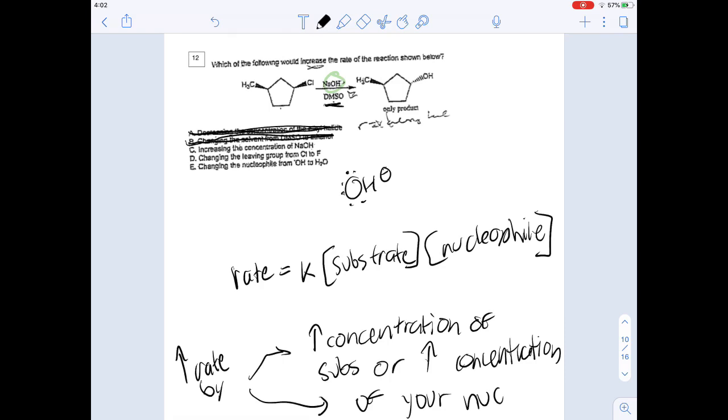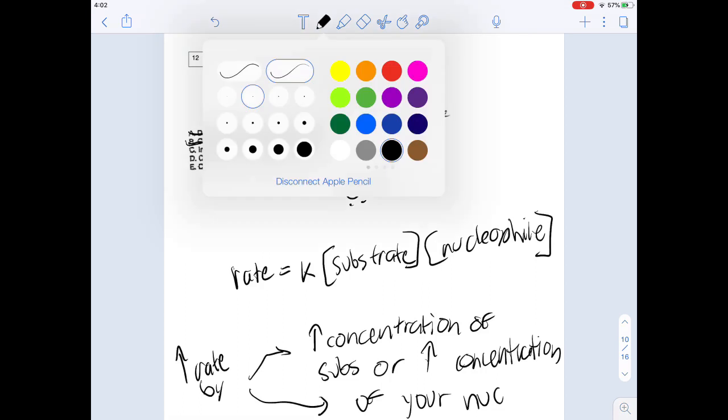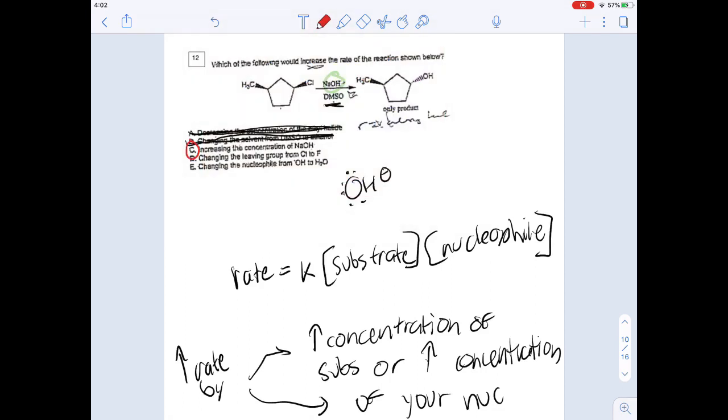Increasing the concentration of NaOH. So NaOH in this situation is going to be your nucleophile. So increasing the concentration of NaOH does in fact increase your rate of reaction. So the answer to this question is going to be C, but we can go through the rest.